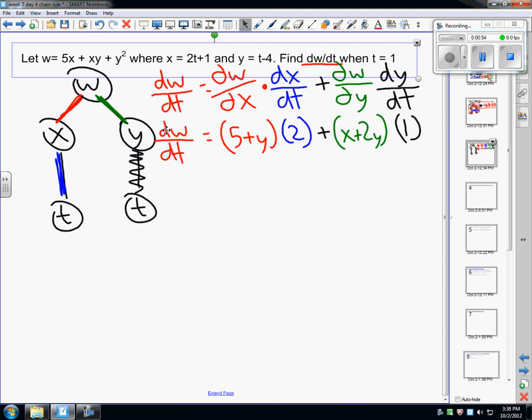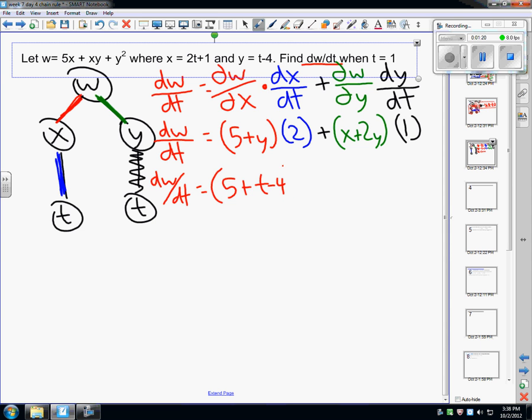So from there, if you notice, I have dw/dt, but it's in terms of y's and x's. Well, it doesn't really line up. Our variables aren't matching. So what I would probably want to do is, for example, this y, I don't want it a y. I want it a t. So let's actually plug in the t's for this.